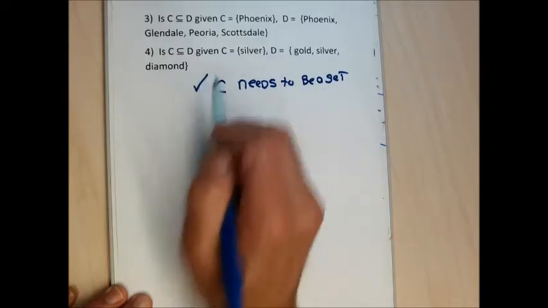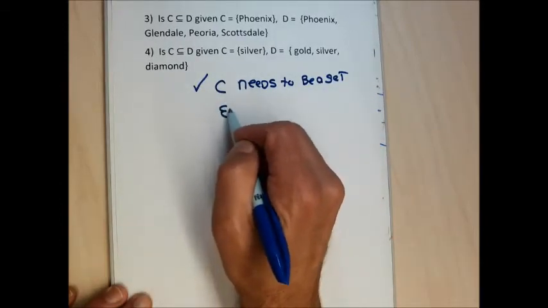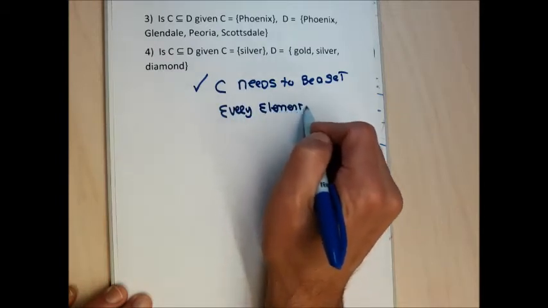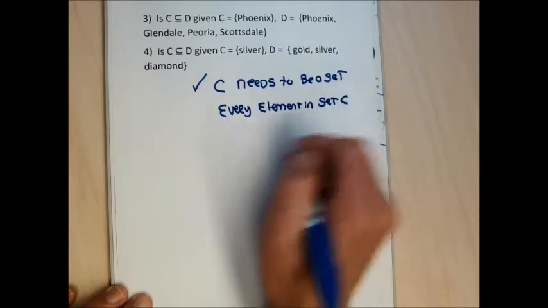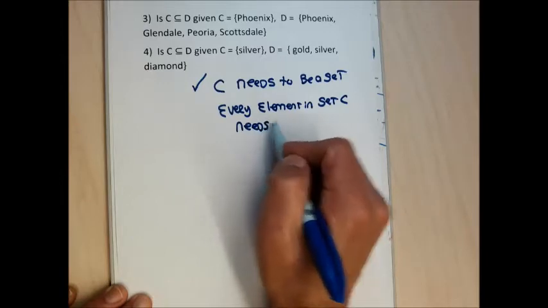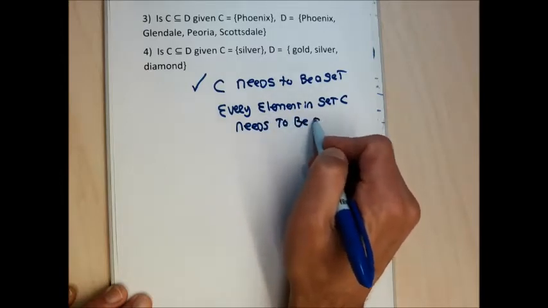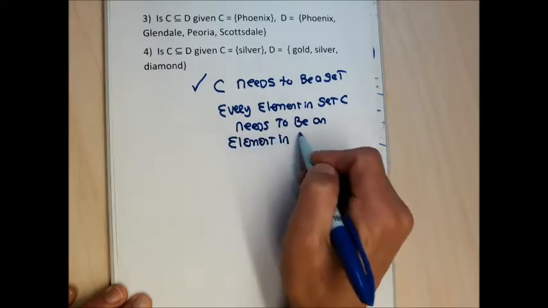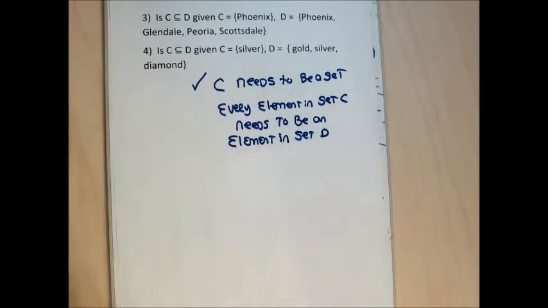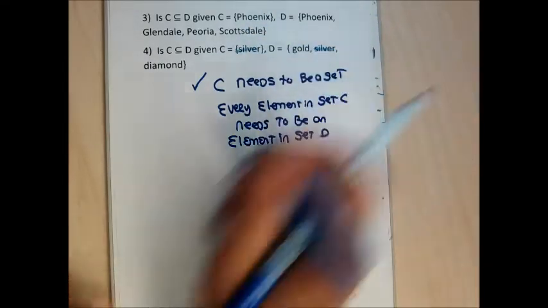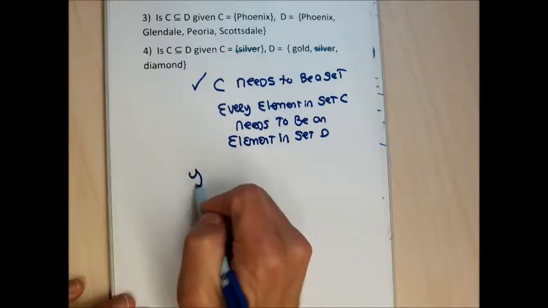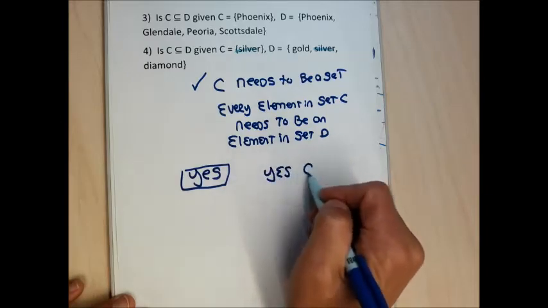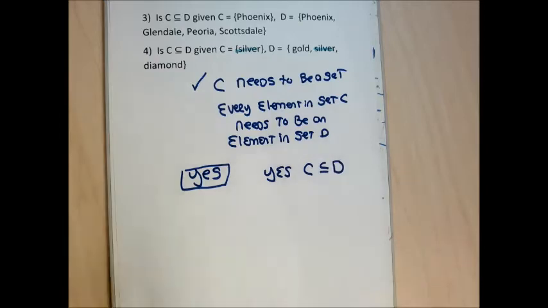So rule 1 is satisfied. And rule 2, every element in set C needs to be an element in set D. Well, there's only one element in set C, and it's also in set D. So my answer to this is just going to be yes. Or I could say yes, C is a subset of D.